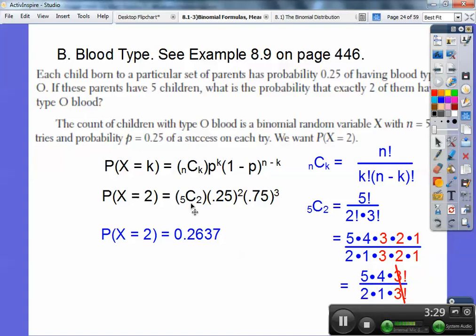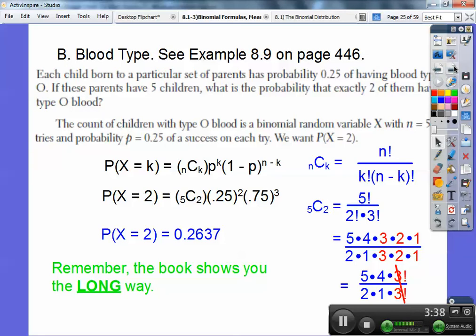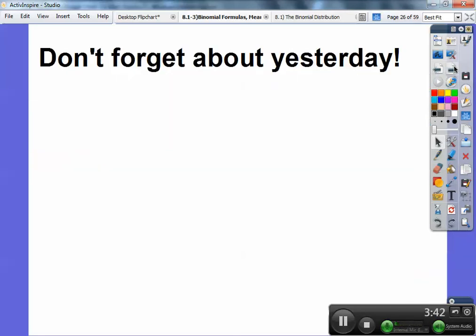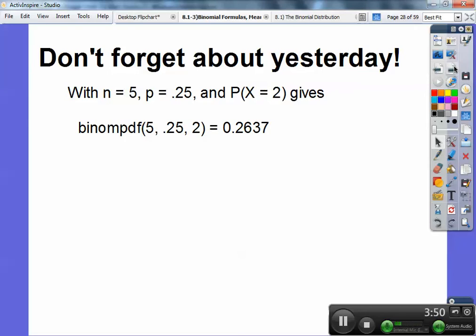So when I plug in 10 right there and 0.25 to the second, 0.75 to the third, you should get 0.2637. Okay? Never fear, your calculator is here. Remember, that's the long way the book is showing you. Don't forget about yesterday's lesson, you guys. When n equals 5, p equals 0.25, and you want to find out what's the probability of x equals 2, just like your board problem, you do binomial PDF, and it gets you the same thing. Okay? I choose that way over the book's way any day.